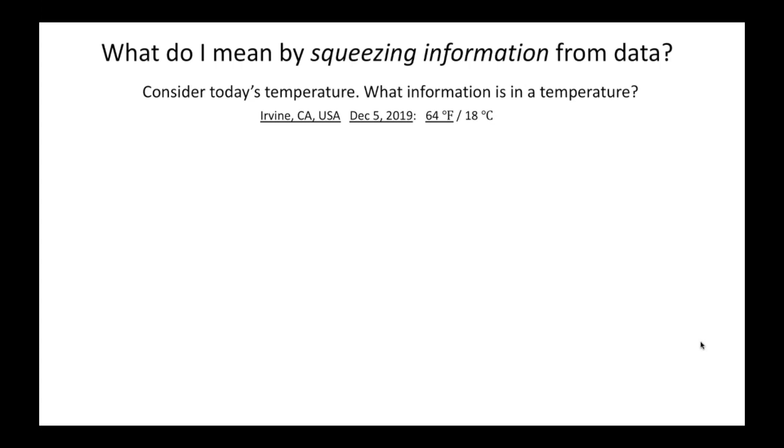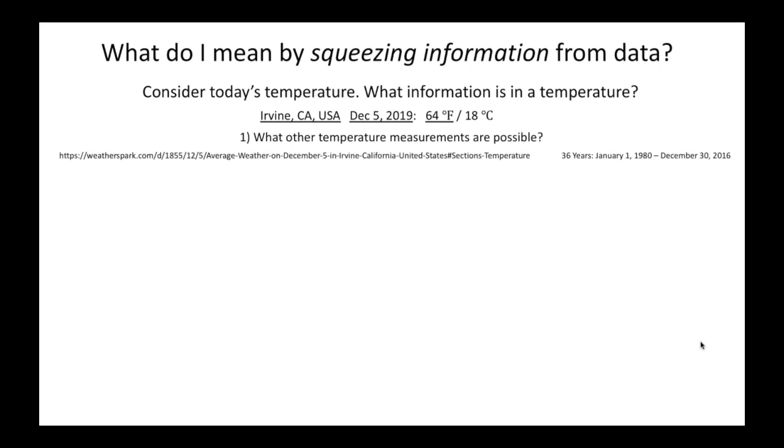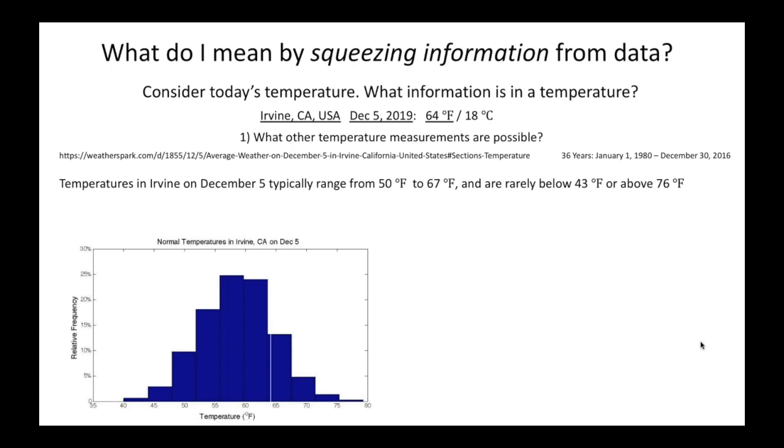So what's going on there? The way we think about this is, we think about what other temperature measurements are possible. We can go online and look at a database and find that temperatures in Irvine on December 5th typically range from 50 to 67 degrees, rarely below 43 and rarely above 76. And so here's a distribution that shows reasonable expectations for what we might find if we just looked at the temperature in Irvine on December 5th.